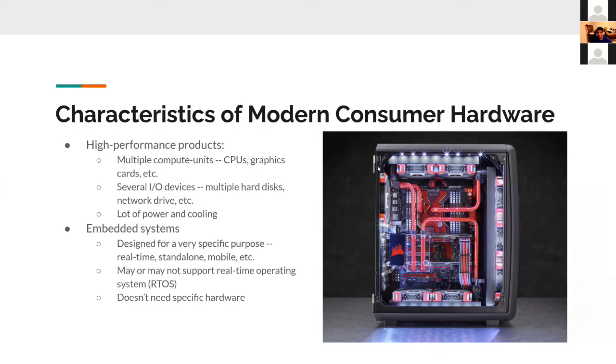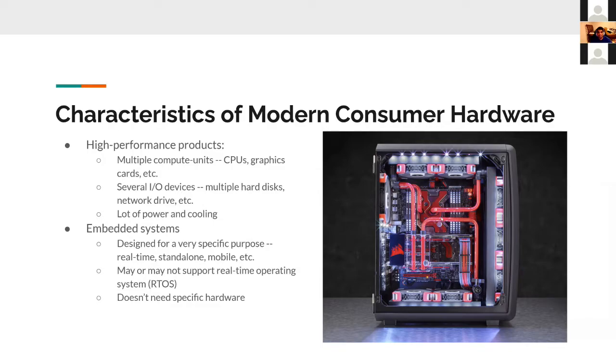Here in this picture, you can see what I think of as the bastion of really high performance, really complicated modern computer hardware. This is a gaming computer. You can see that it has multiple case fans. It looks like an Asus motherboard there. I don't think I see a graphics card, but maybe I'm blind. You can see there's a water cooling loop, and basically this is a very complicated machine designed with multiple compute units.